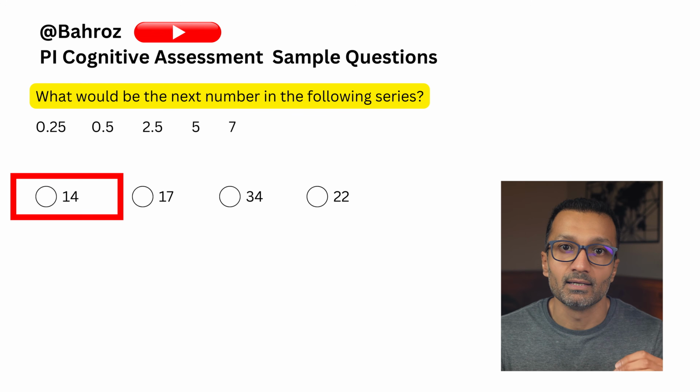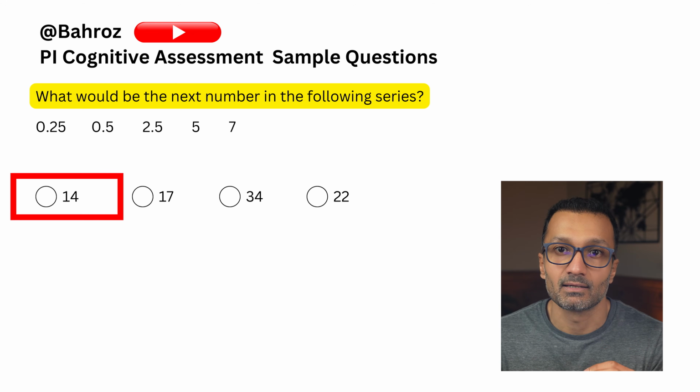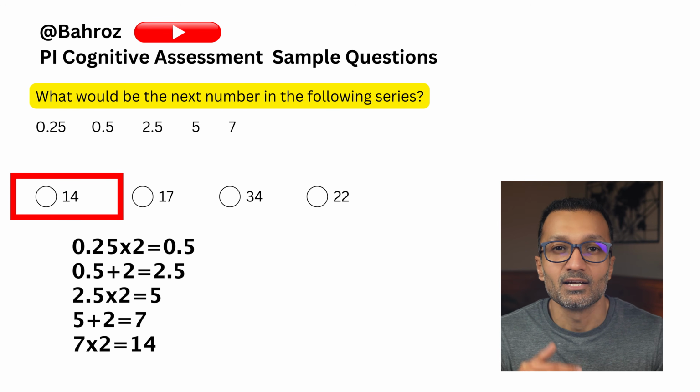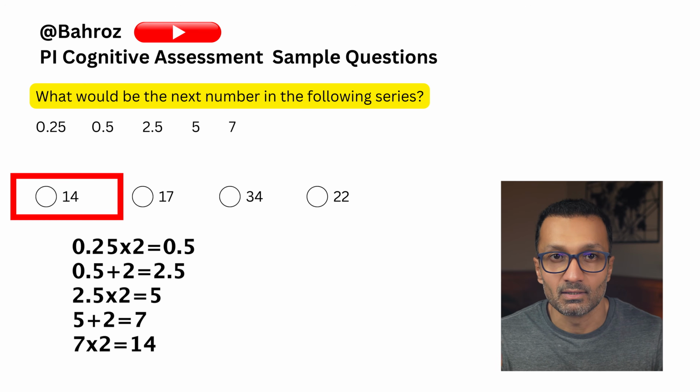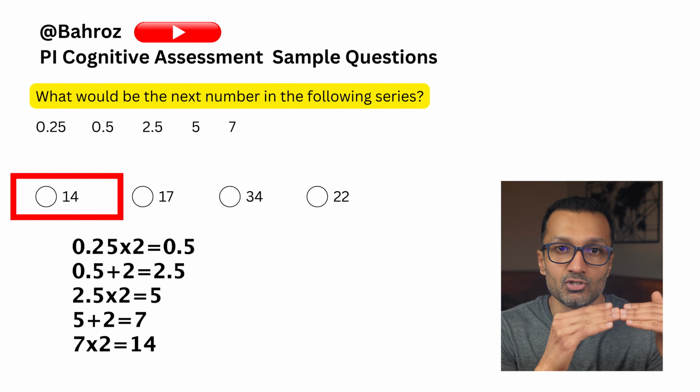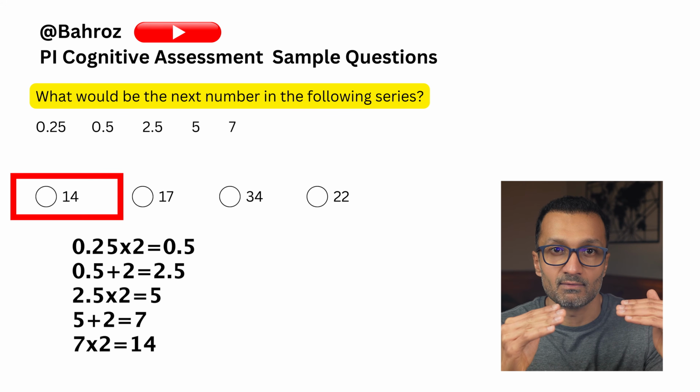The logical rule behind this series is an arithmetic function: multiplication followed by addition. So the first number is being multiplied by 2, so 0.25 becomes 0.5. And then 2 is added to that number to become the third. So 0.25 multiplied by 2 is 0.5. 0.5 plus 2 is 2.5.